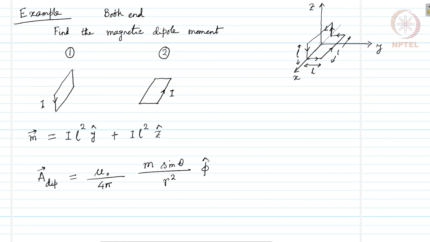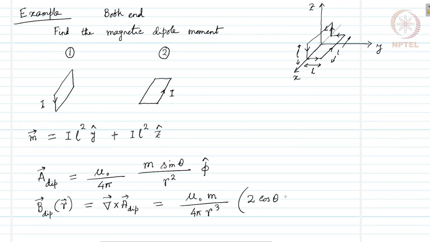m is the dipole moment, and with this situation the magnetic field due to this dipole can be given as simply curl of the magnetic vector potential, which is mu naught m over 4 pi r cubed times twice cosine theta along r cap, plus sin theta along theta cap. This will be the magnetic field due to this kind of a dipole, and this expression is same as the electric field due to an electric dipole, and in this case it is a magnetic dipole, but the expression remains unchanged.